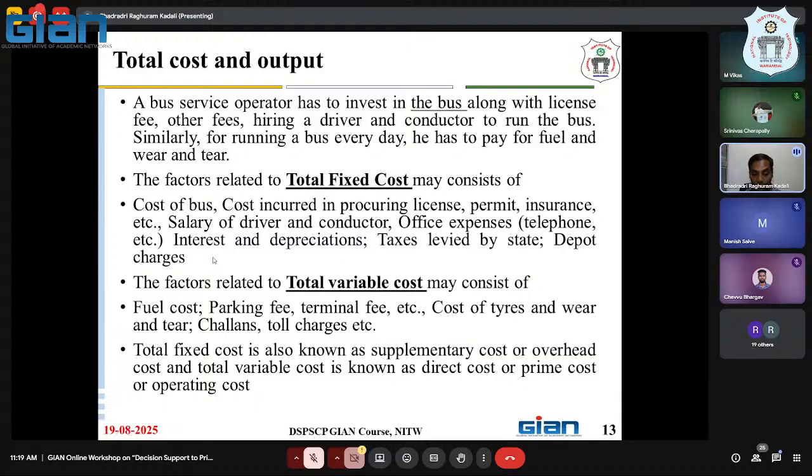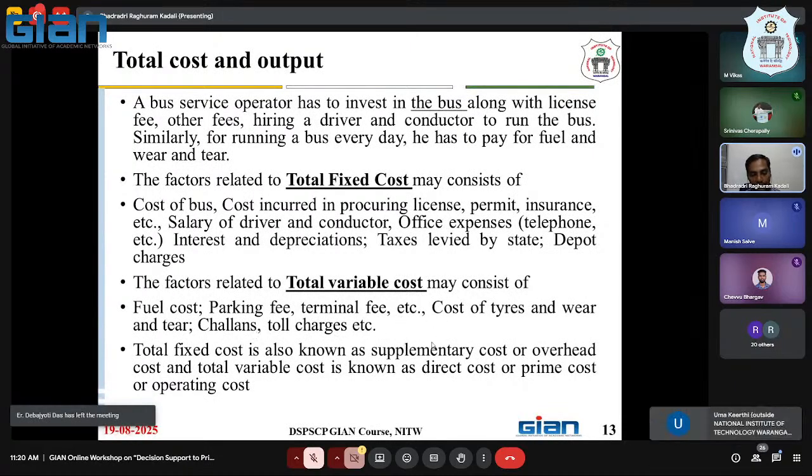So then we have the different variable costs, that is fuel and parking fees, because the fuel cost cannot be as fixed. There is a variability in the fuel cost when adding more vehicles on the network. That might increase the delay and consume more fuel because of the brake applications. Then we have the parking fees, the terminal fees, and apart from that, different challans and tolls, something like that.